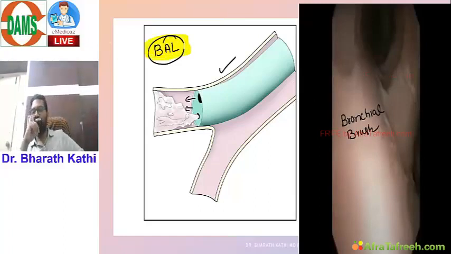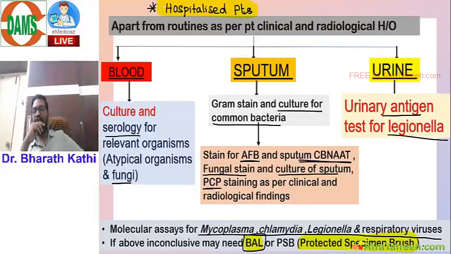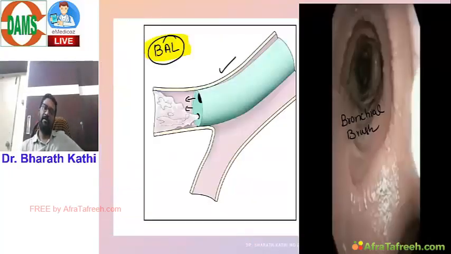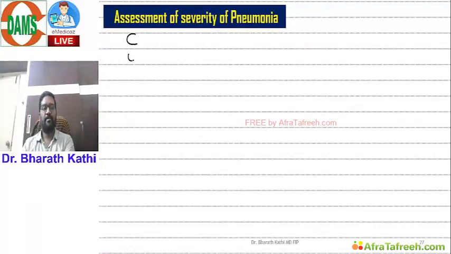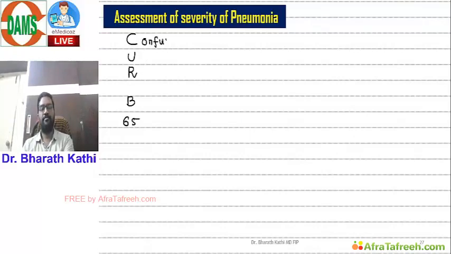So these are the set of investigations that can be sent in a hospitalized patient, depending upon the patient's clinical and radiological history: blood investigation, sputum investigation and urine investigation. Now coming to the assessment of severity of pneumonia. As I told you, we have a very simplified practical scoring system called CURB-65. C stands for confusion.